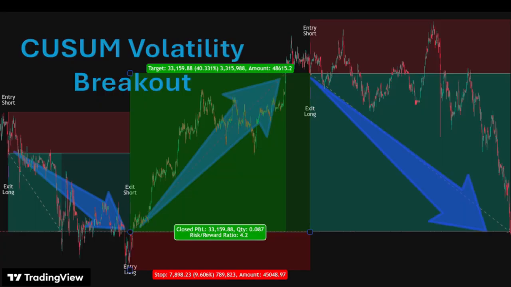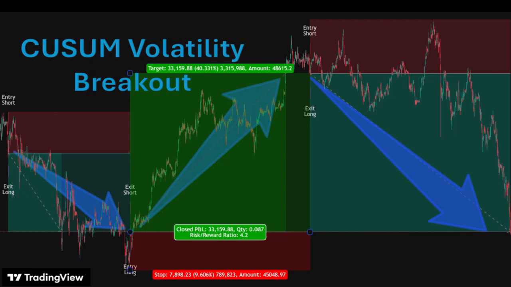Welcome, traders. Most volatility indicators react too late. ATR alone lags, and Donchian channels wait for price to make a new high or low. But what if you could detect volatility shifts before price actually breaks out? Today I'll show you how the CUSUM Volatility Breakout indicator does exactly that on BTC USDT.